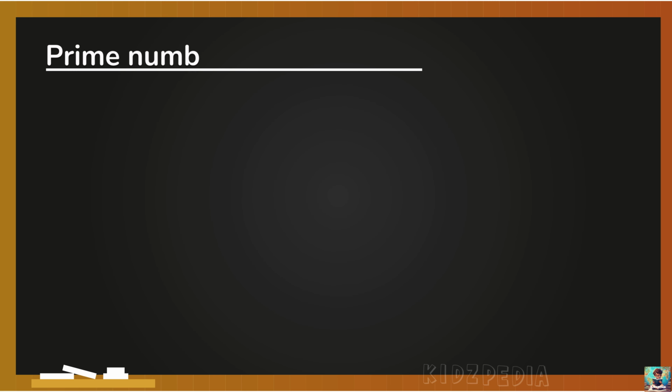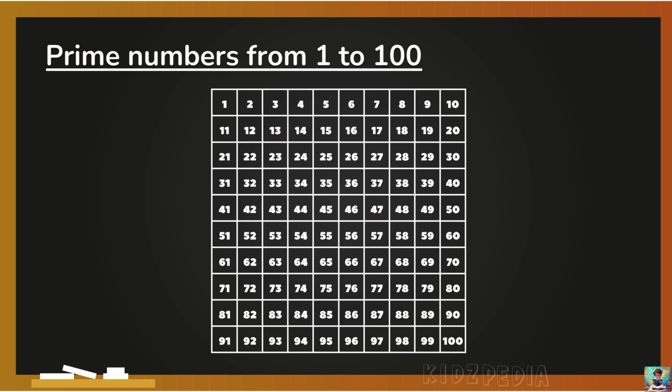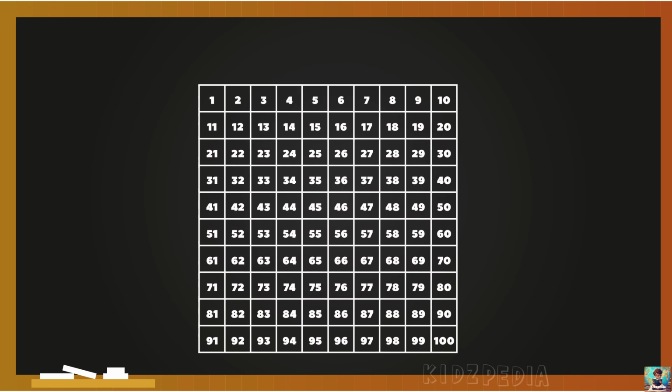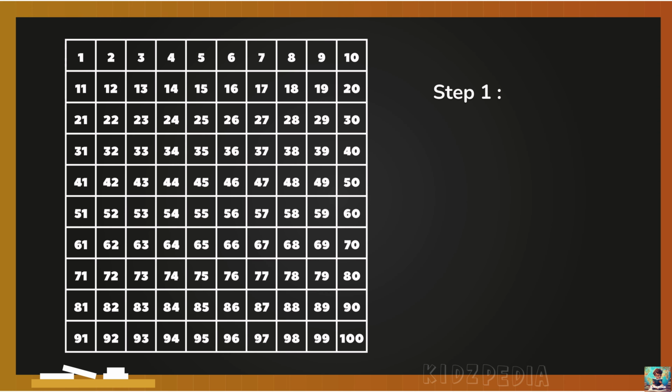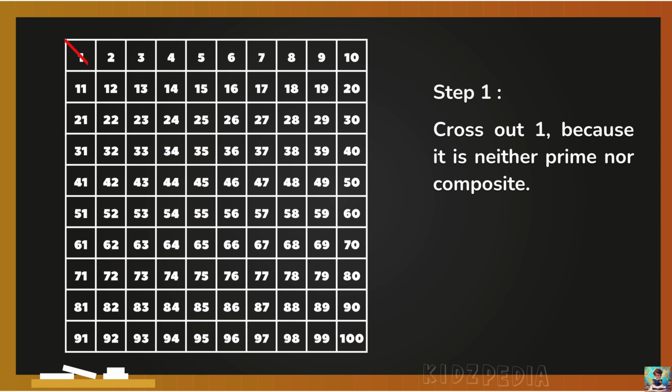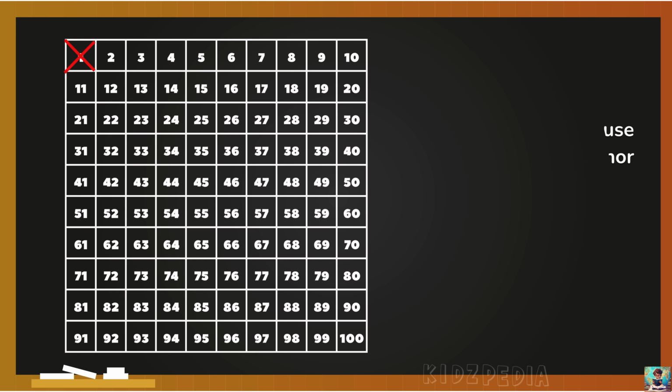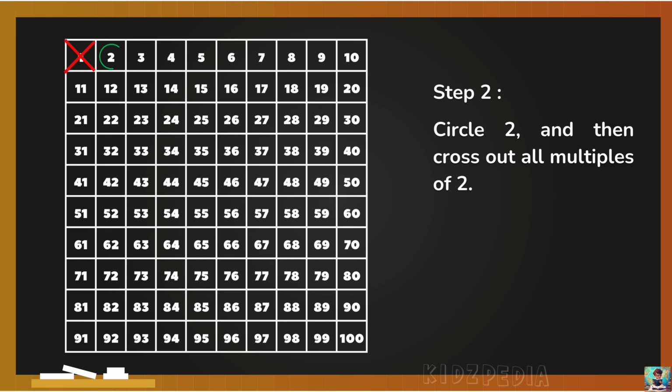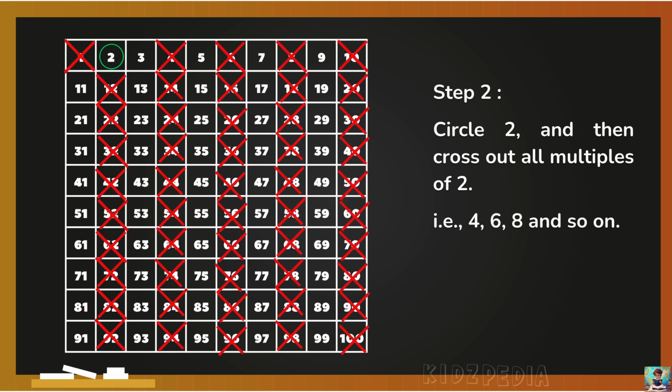Now, let's find the prime numbers from 1 to 100. There is an interesting way to find them. Just follow these steps. Step 1. Cross out 1 because it is neither a prime nor a composite. Step 2. Circle 2 and then cross out all multiples of 2, that is 4, 6, 8 and so on.